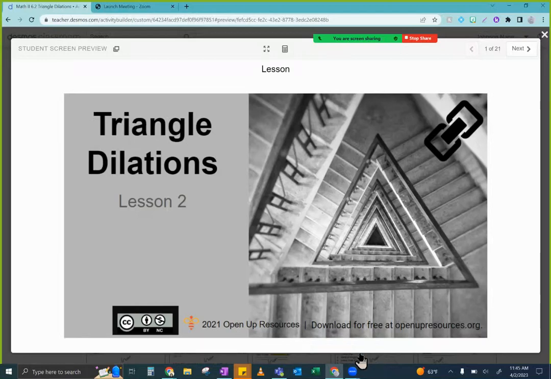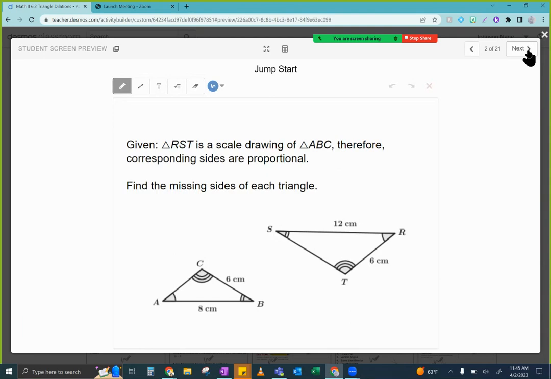All right, so we're back and we are going to go over some triangle dilations. And I'm going to do some constructions on Desmos. You're not going to be able to do them because I didn't put this slide in there for you, but the whole point is for you to watch me go through it and then understand what the missing pieces are. Okay. Right now, the very first thing is our jump start.